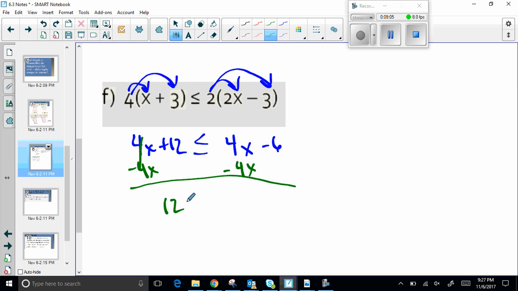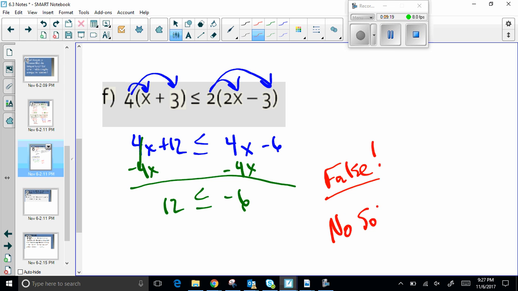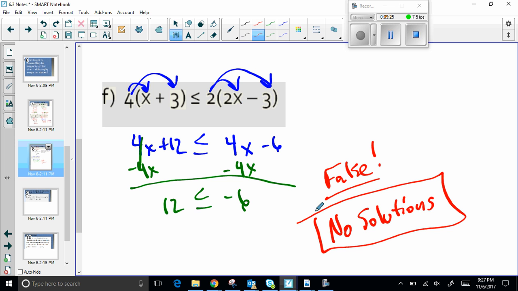And now I've got 12 is less than or equal to negative 6. Is that true? Is 12 really less than or equal to negative 6? No, that's false. So what does that mean? There's no solutions that will ever work. There's no number that could fit in for x that will ever work. So I have to label it as an impossible type of inequality.